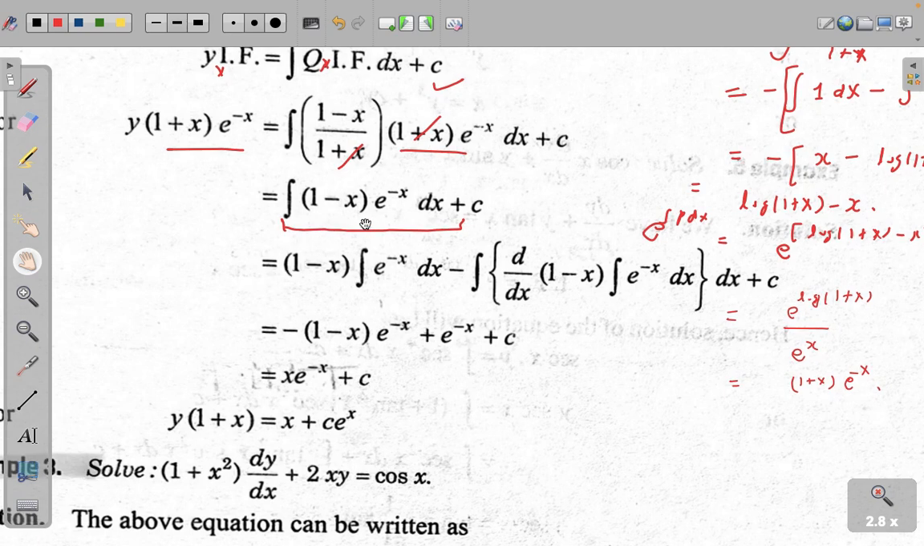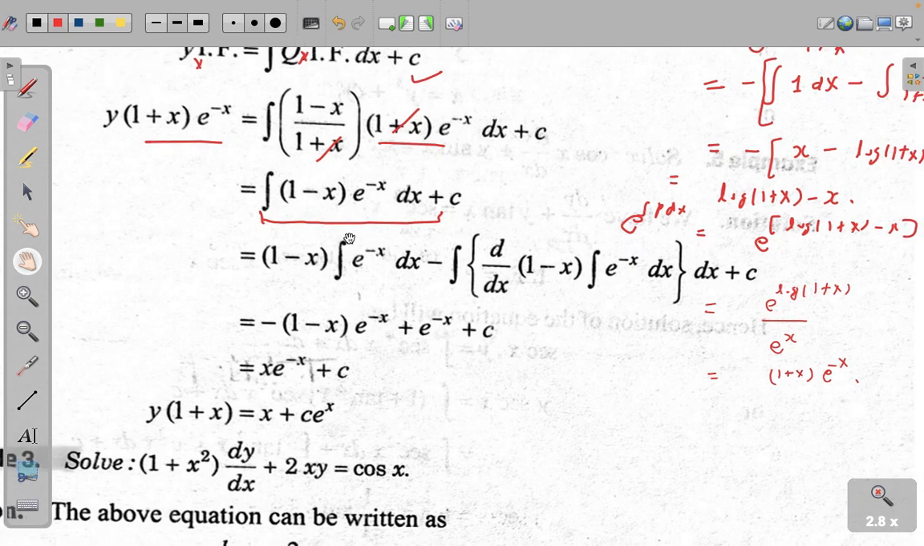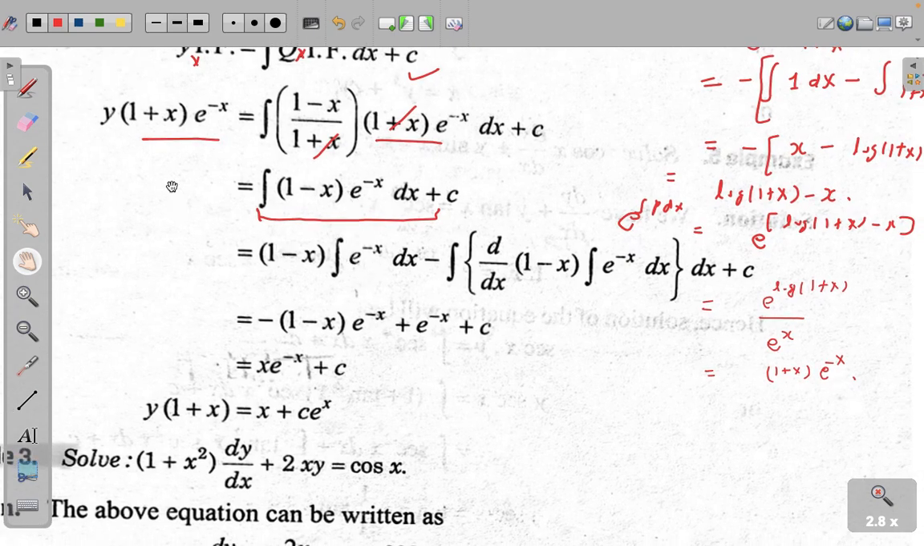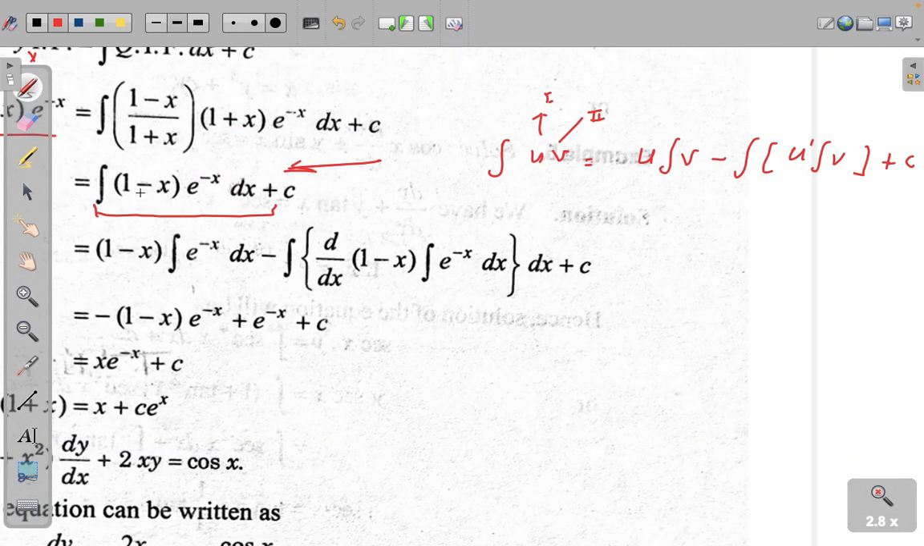Anyways, okay, so how will you solve this? This will be solved by what it's called integrating by parts. Integrating by parts. Okay, so this is the formula for integration by parts.